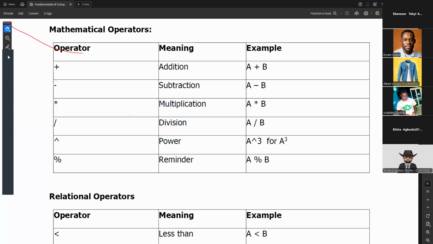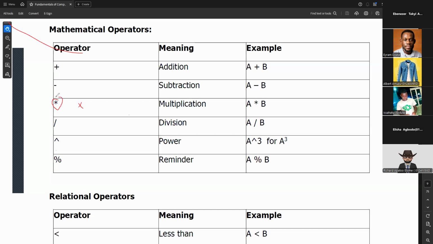In this context, if you are doing multiplication, you don't use the X sign, because the X will be seen as a letter X. Instead, we use the asterisk, the star symbol on your keyboard, for multiplication. Then there's no division symbol on the keyboard, so we use the slash.